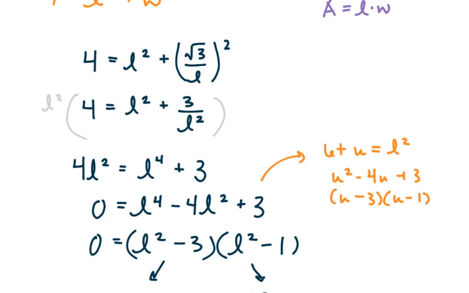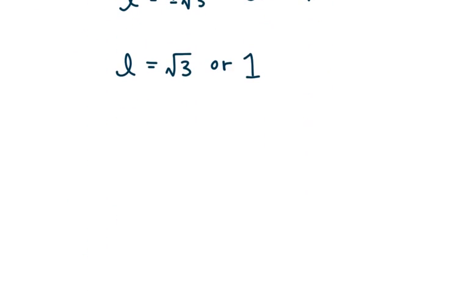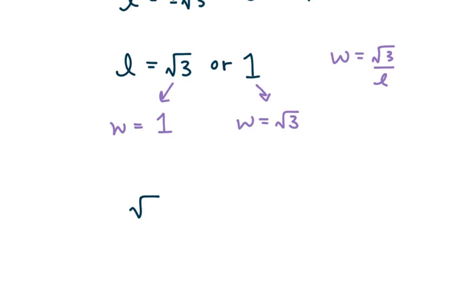Now coming back up here, remember we know the width in terms of length. The width in terms of length is W equals root 3 over L. Using that, W equals root 3 over root 3, which is 1, or W equals root 3 over 1, which is root 3. So the dimensions, the length and width, are interchangeable, but the dimensions of this would be root 3, and my units are meters, by 1 meter.